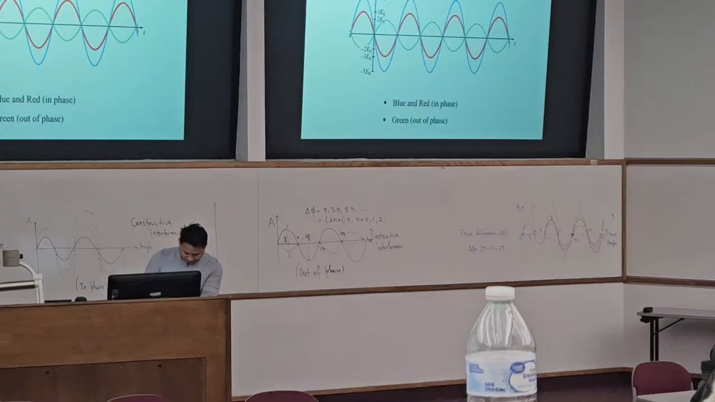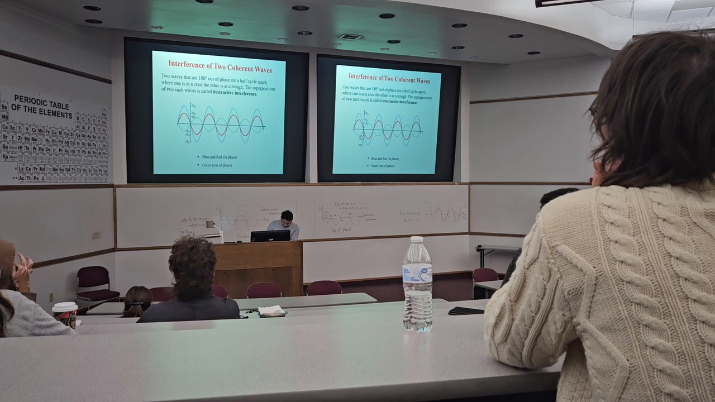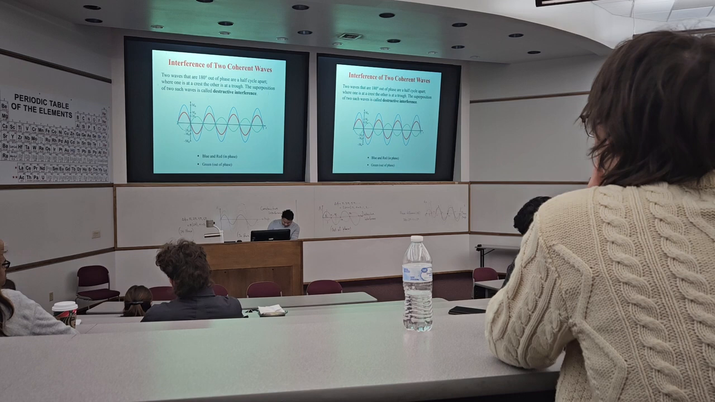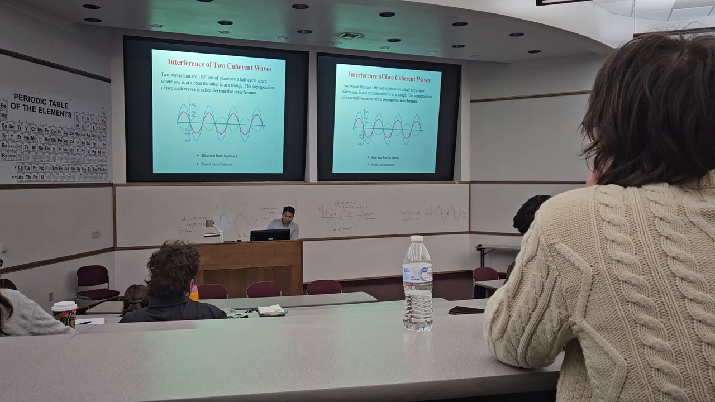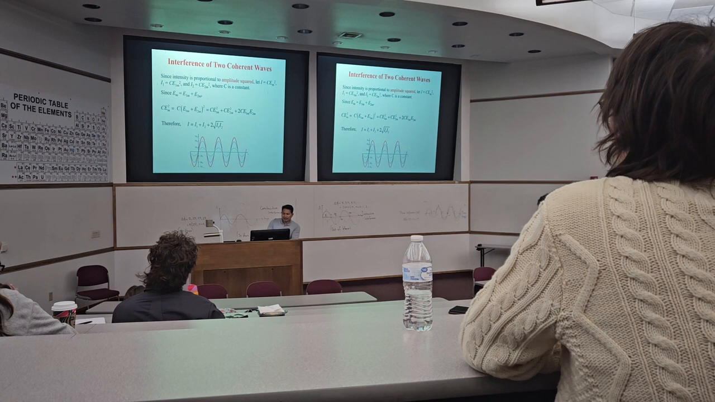Why is it pi? What's that? How do we subtract it? Where do we subtract it? He's saying that the peak of the black one is pi off of the peak of the red one. So they're pi off. If you shift by pi, then the peaks are at the same place.